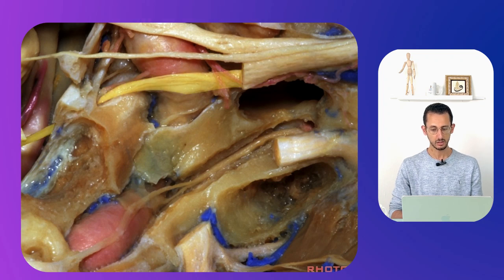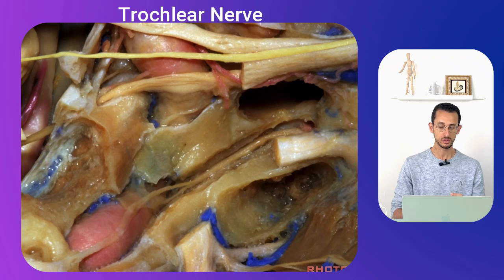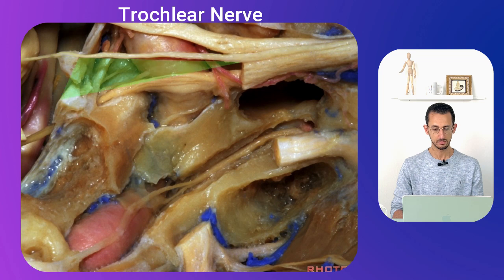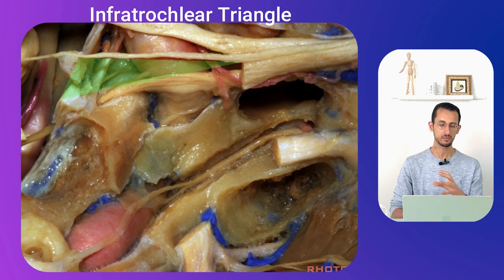The angle between the abducens nerve and the trochlear nerve, which we have mentioned in the previous video as well, forms what's called the infratrochlear triangle, which is here. So infratrochlear, and we have the supratrochlear triangle.